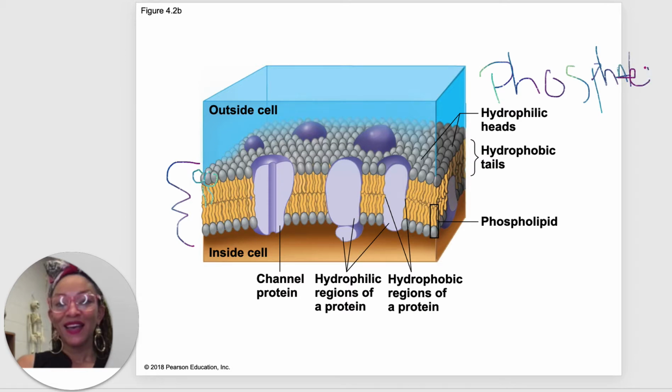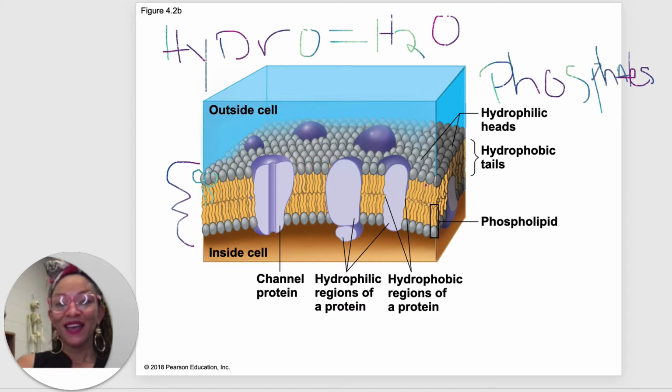So hydro, the word hydro refers to water. Let me write that down for you. Hydro refers to water, and I'll put H2O. And philic refers to loving or liking to be around something. So if we call these phosphates hydrophilic, that means they love to be around water.